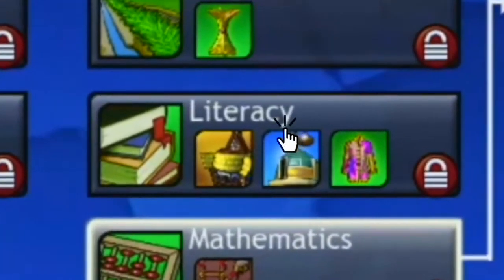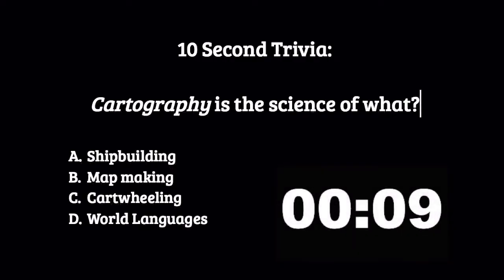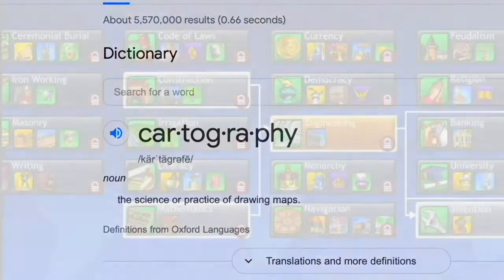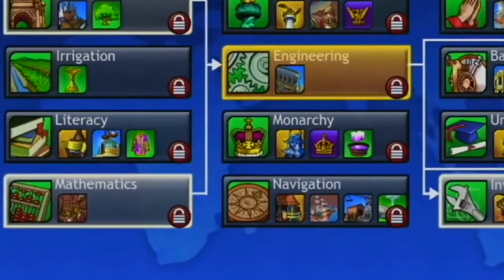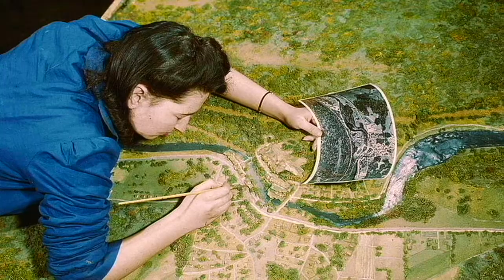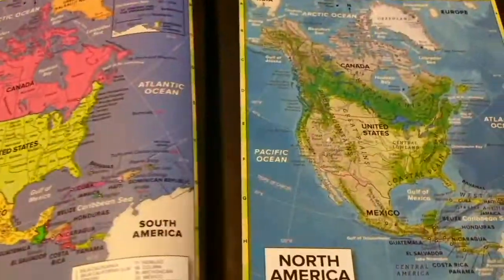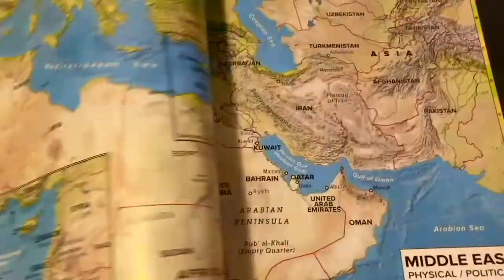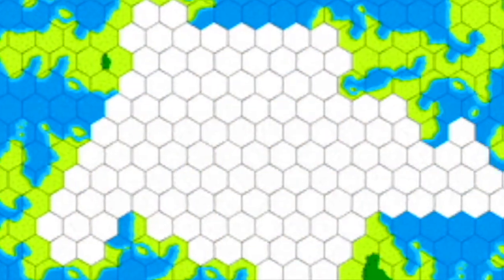Ladies and gentlemen, cartography is the science of what? Shipbuilding, map-making, cartwheeling, or world languages? If you answered map-making, congratulations, you are correct. So the printing press was also massively important for cartography. See, maps are inventions too. And having to draw one out and hope that the dimensions and projections and proportions were all accurate, as well as consistent with other maps, has been a challenge that has plagued map makers for ages.